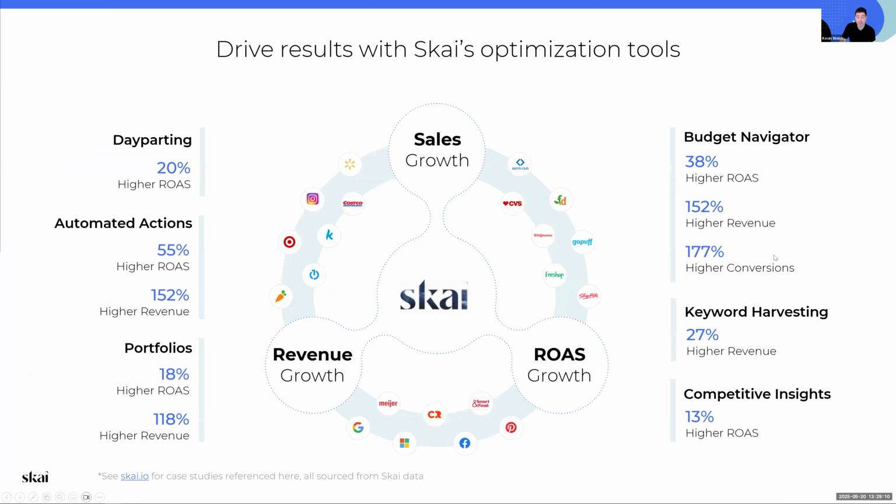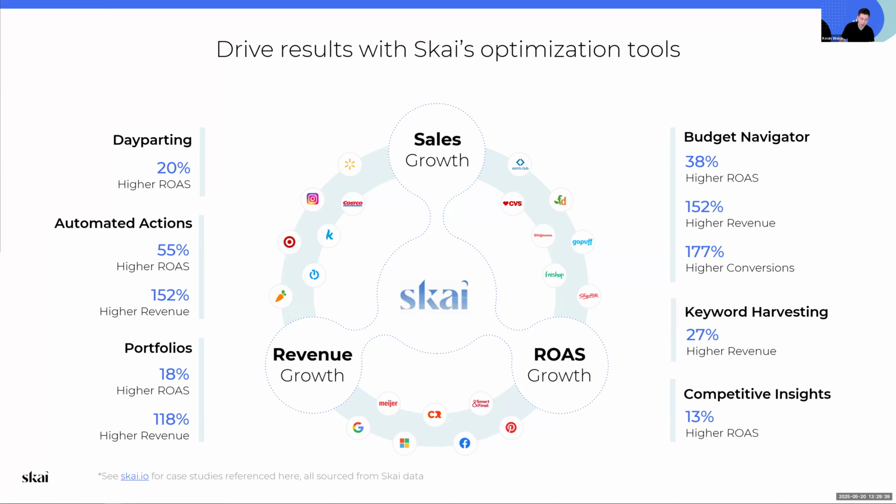And we have lots of case studies, and the case studies from our Walmart Connect use cases specifically tend to cite a few features like day parting, automated actions, which is our rule-based optimization, portfolios and budget navigator, which are machine learning bid and budget optimization, harvesting, competitive insights, and you can see more on our website. But I've got a couple of specific case studies in a few slides that I think are really going to underpin this.